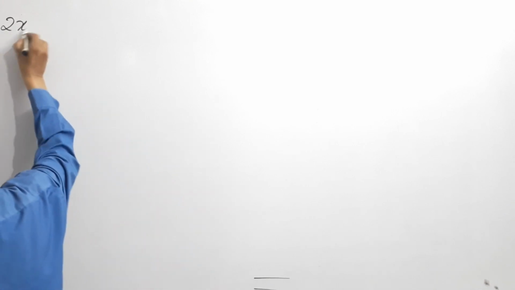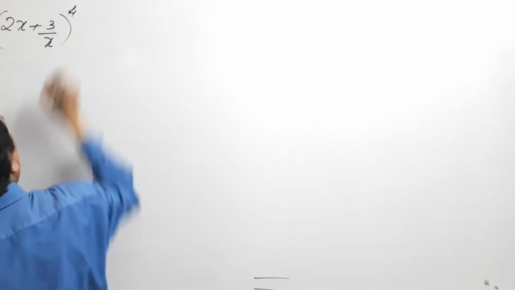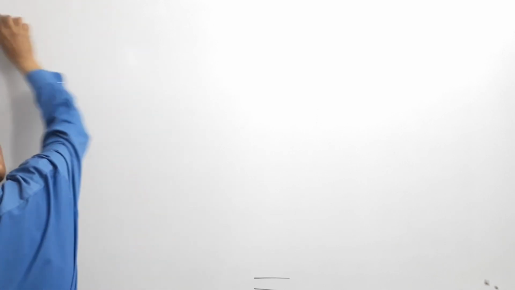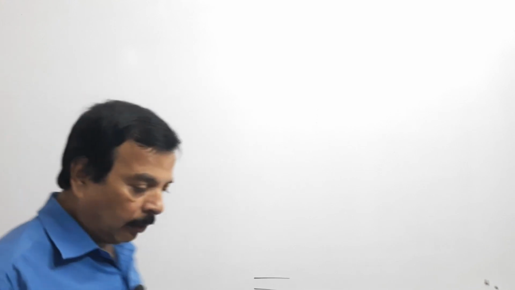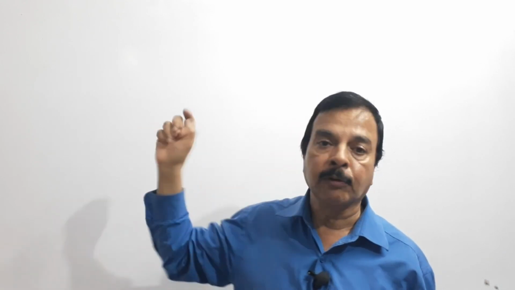So let's start. Yes students, we will take the next problem, that is 2x plus 3 by x whole to the power of 4. So before that, what I would like to advise you is, whenever you are doing some problem on binomial theorem, I want you to write binomial theorem as it is, so that you will not go wrong while substituting values of the given problem. So whenever you are dealing with problems on binomial theorem, first write the formula, that is expansion, and later on you start your problems, you will never go wrong.